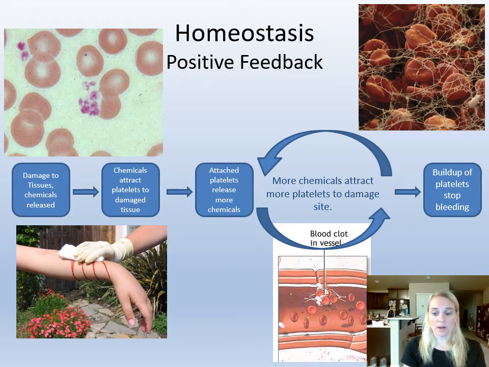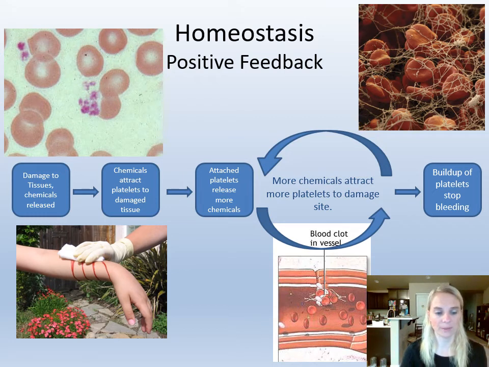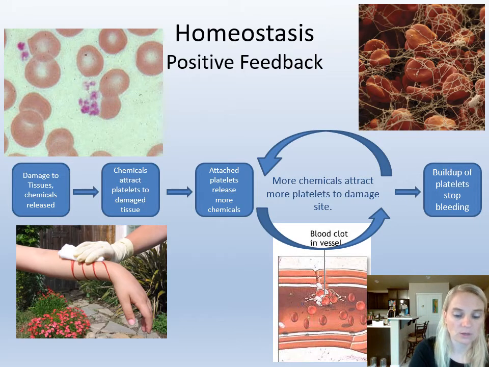One of the examples of positive feedback that your body uses to keep you alive is to clot your blood. Or I should say the platelet plug response is the positive feedback mechanism. So we're going to begin with damage to the tissues, right? So trauma, yikes, damage to the tissues, and chemicals are released. So this is the stimulus.